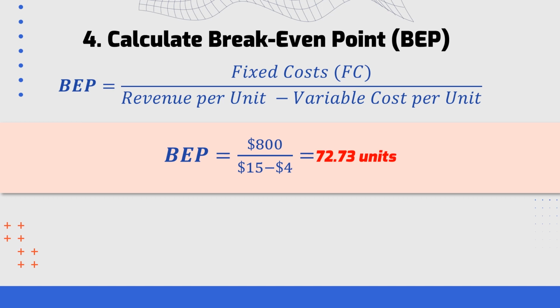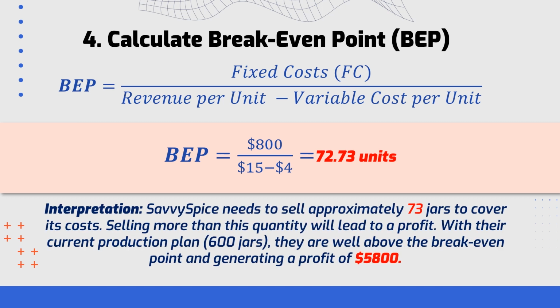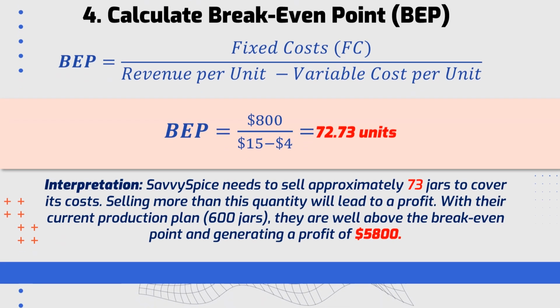In other words, after the 73rd jar is produced, the company starts to make a profit with each additional unit of production. At this level of production, the company's revenues equal its costs. With their current production of 600 jars, remember, they are well above the break-even point, and they are generating a profit of $5,800.